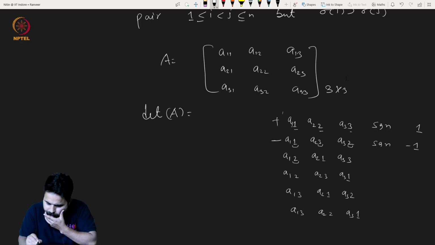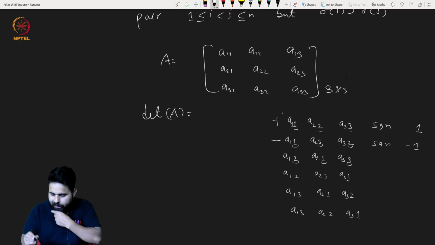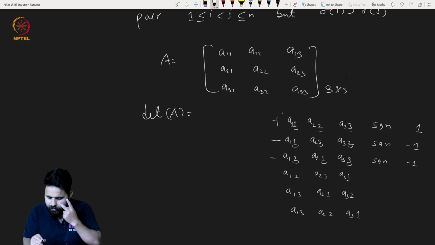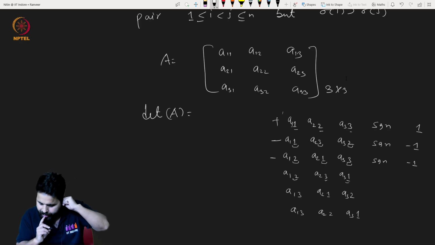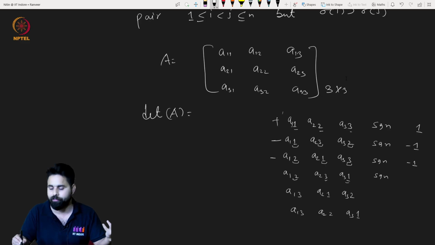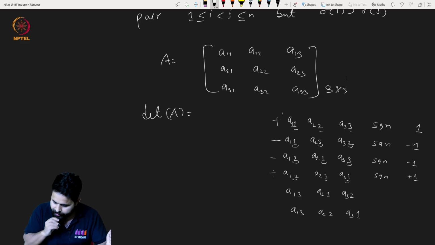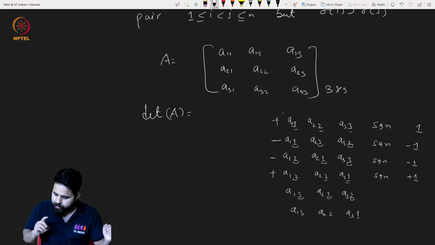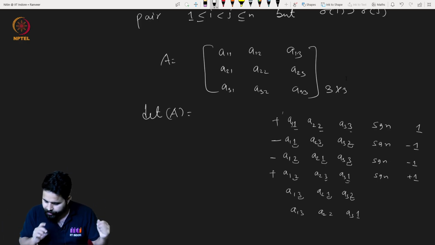What about this 2, 1, 3? 3 is in the right position, so again there is only one inversion pair. Hopefully I am doing it correctly, the sign is minus 1. What about this 2, 3, 1? For 2, 2 1 is an inversion pair, and by the way 3 1 is also an inversion pair. So there are 2 inversion pairs, so the sign will be plus 1. What about this 3, 1, 2? 1 and 2 are in the correct ordering, but for 3 there are actually 2.